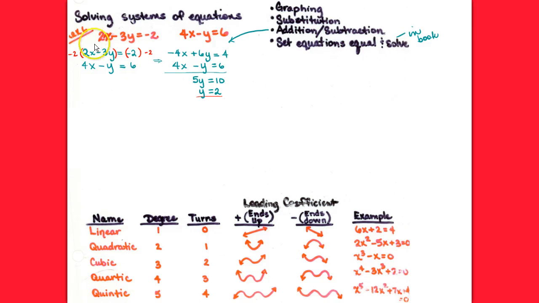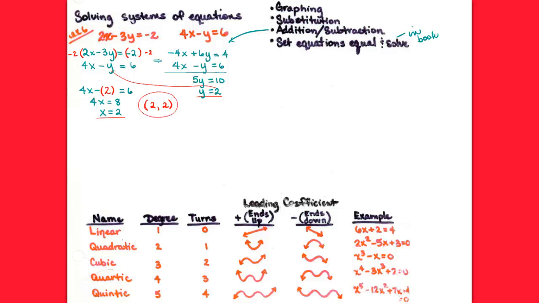So I could take y and plug into either of those equations. I chose the one that I had not altered. The 4x minus y is equal to 6. So I can plug 2 in for y and then solve for x. So what will I get for x? 2. So the solution for my system would be 2, 2.